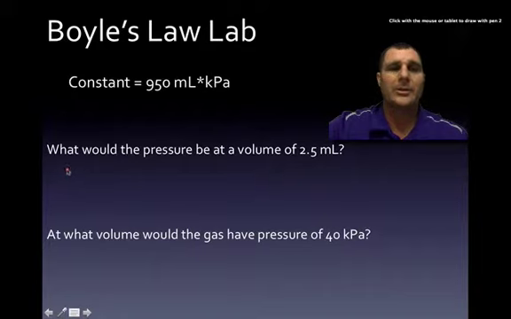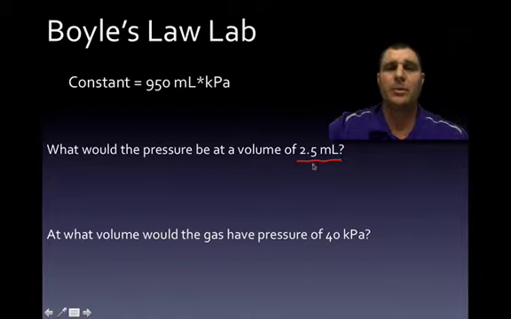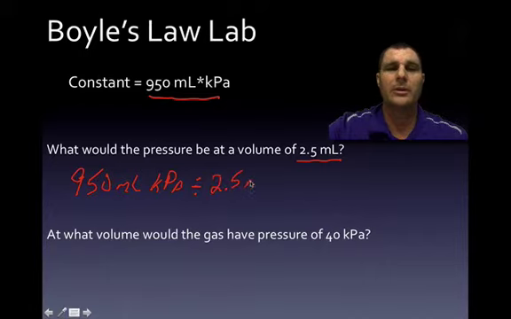Here's how we could apply this. What would the pressure be at a volume of 2.5 milliliters? I didn't actually test 2.5 milliliters, but here's my constant, and I think I can use it to solve that. First, I would take the 950 milliliter kilopascals, my constant. Since I multiplied the volume times the pressure to get the constant, I'm going to divide by my known volume, 2.5 milliliters.